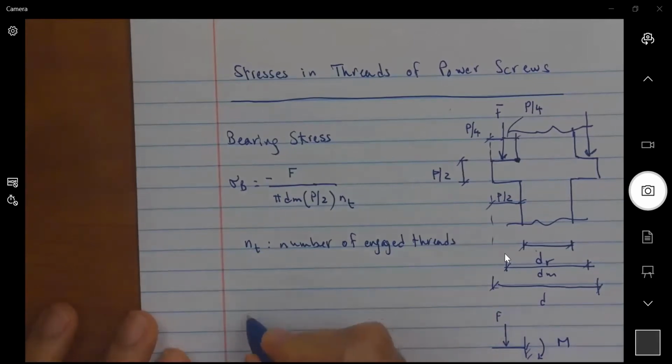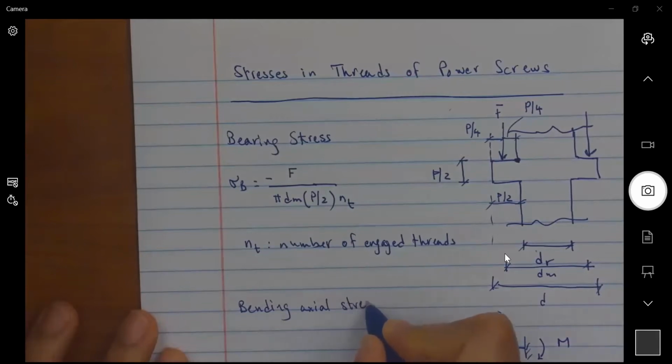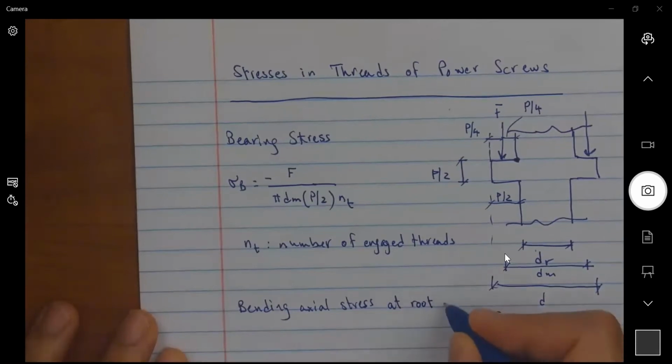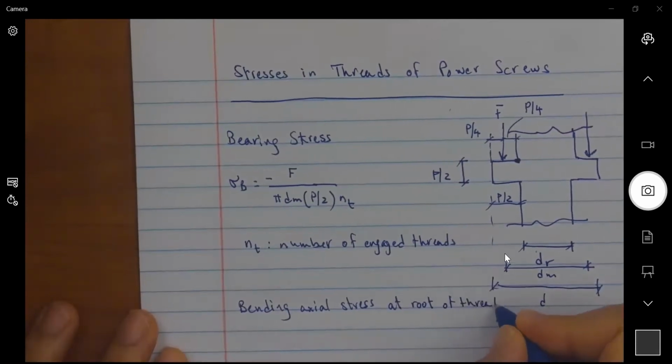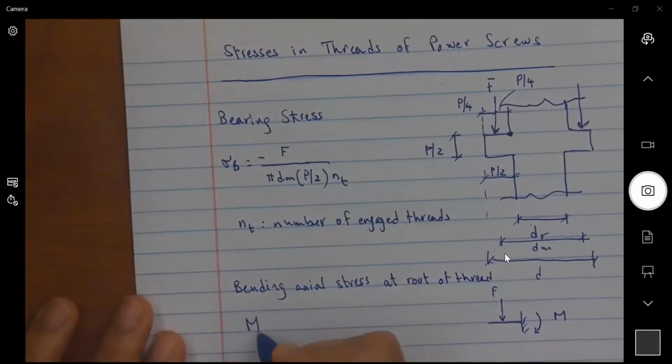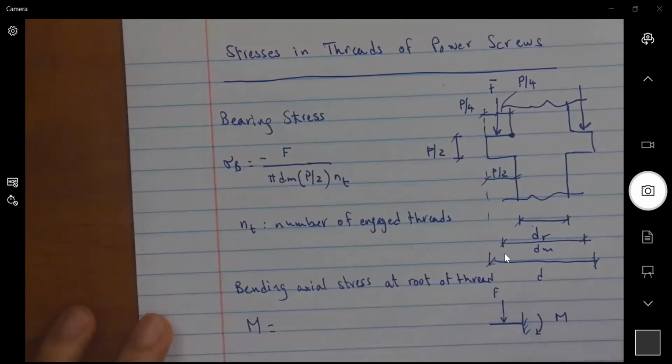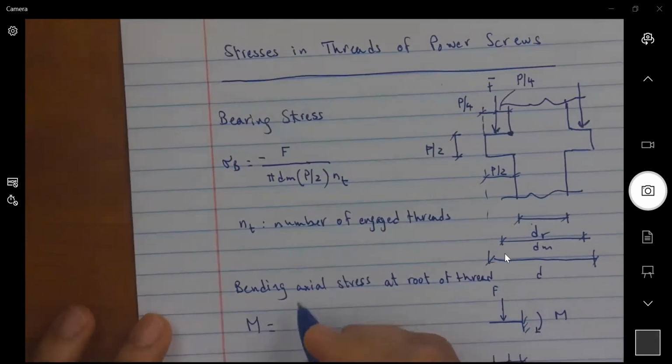So the bending axial stress at the root of the thread is due to a bending moment M, and this bending moment M is equal to the force multiplied by the distance, which is P over 4. So M is equal to the force multiplied by the moment arm, which is P over 4.